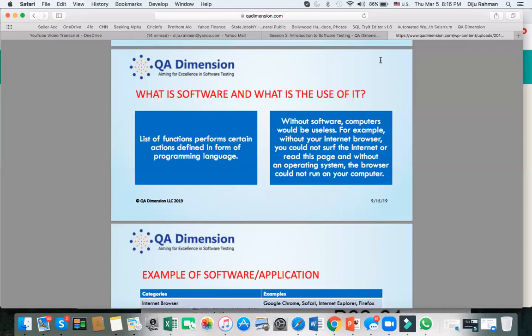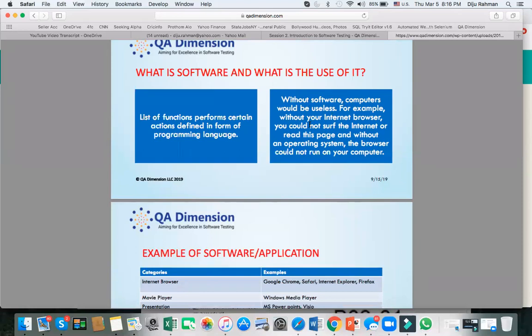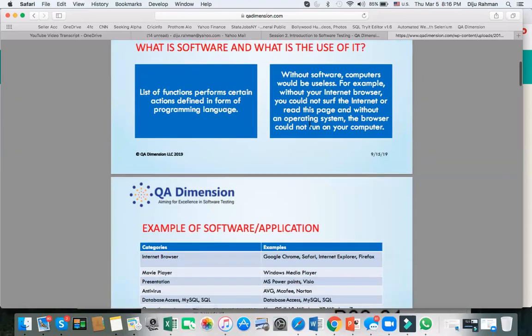If somebody asks, have you worked on Facebook software? They ask those kinds of questions purposely. They want to know whether you understand what software and application are. So it's the same synonym. Okay. So you guys know what the use of it is, right? Without the software, why do we need to have the software, right?